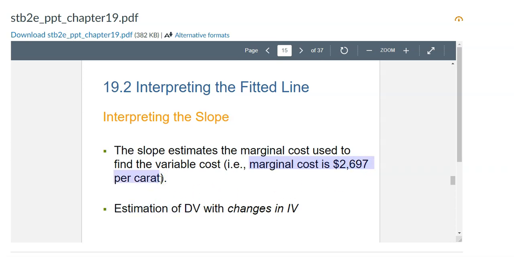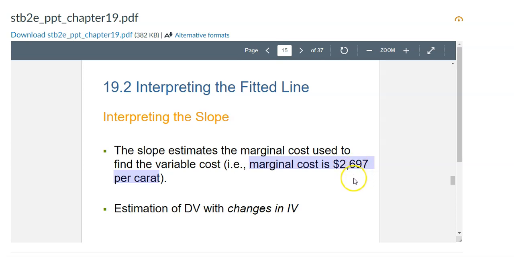That means every carat of weight increase in a diamond adds $2,697 to the value or the price of that diamond. And again, this is on average. This is an estimation, not exact. Why is it not exact? There is a range around this 2,697, because this calculation comes from averages.